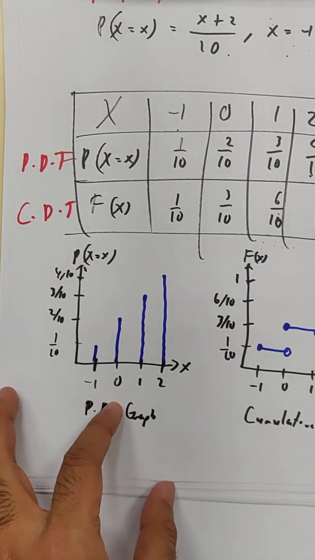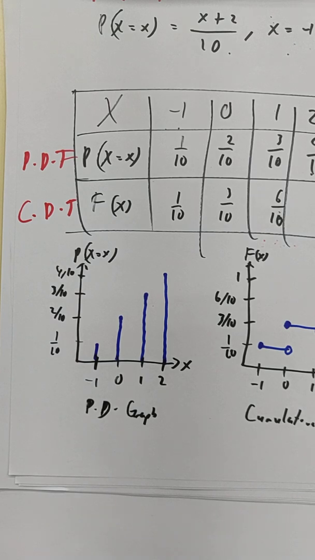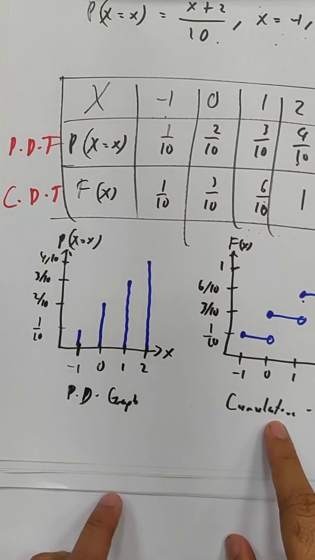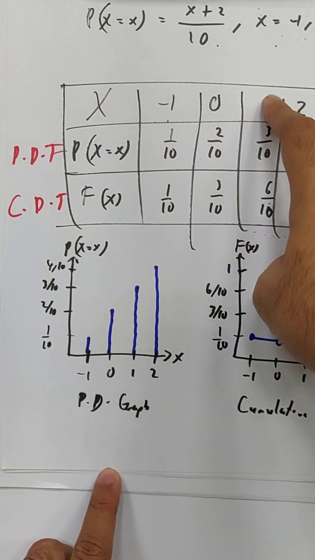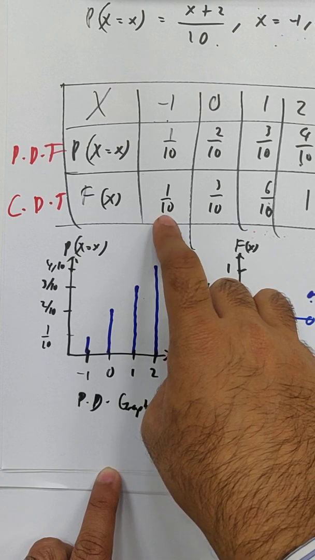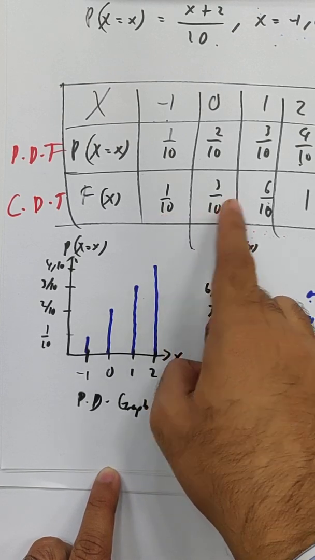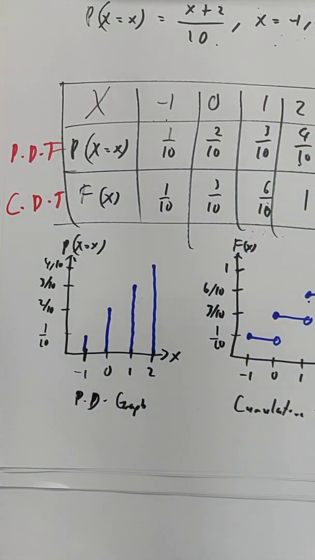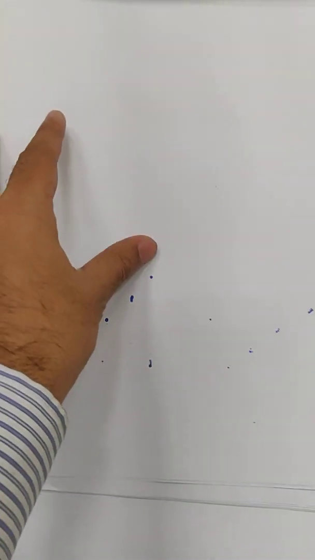Oh, before I go further, let me ask you, where's the median? Extra question, where's the median? The median is 1. Why? Is 0.5 here? 0.5 here? 0.5 here? Yes, it's 1. If you got that, I'm very proud of you.